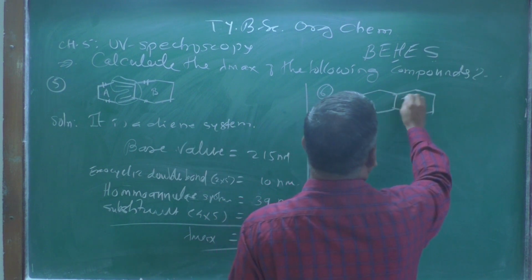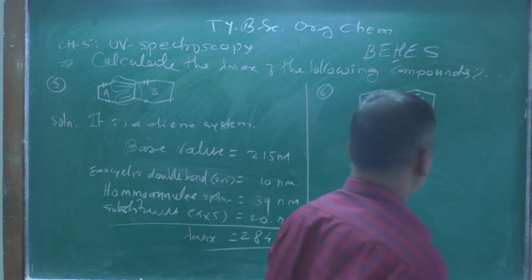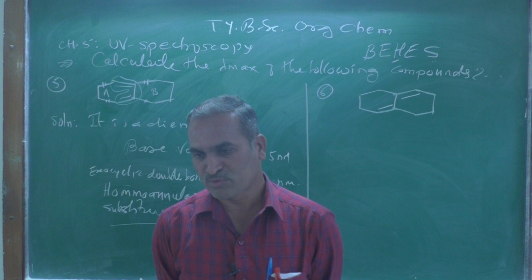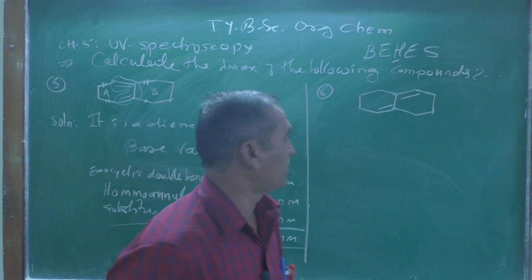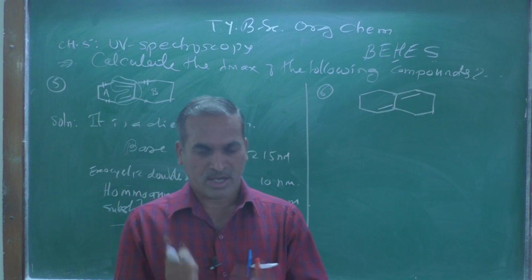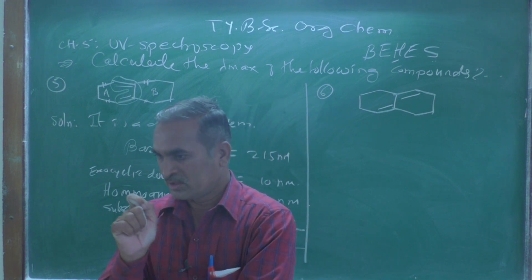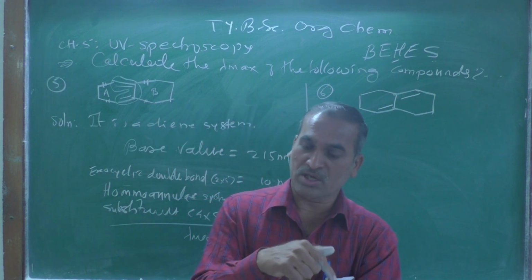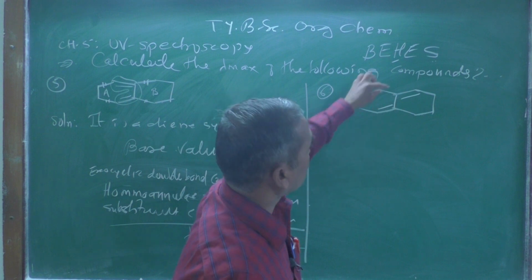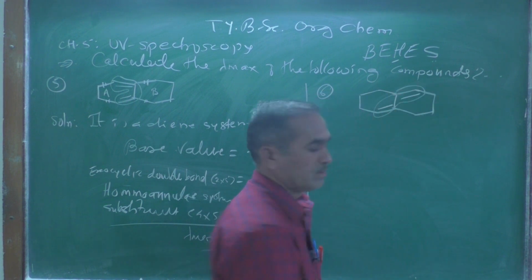Again, two rings, one double bond over here, another double bond here. Now this is example number 6. How do you calculate lambda max for this? Let's see what the first thing to observe is: first, identify whether a diene system is present or something else. We are discussing only the diene system. We know that this is a carbon-carbon double bond, single bond and double bond. So we can mark it like this. So it is a diene system.